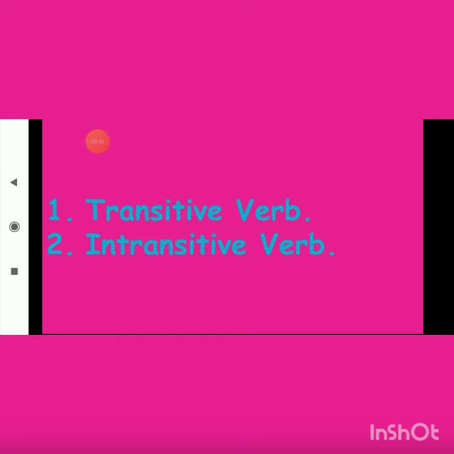The first one, students, is transitive verb, and the second one is called intransitive verb. Before I explain in detail what is transitive and what is intransitive, I am going to show you all some examples, and then we will find out whether it is transitive or intransitive.